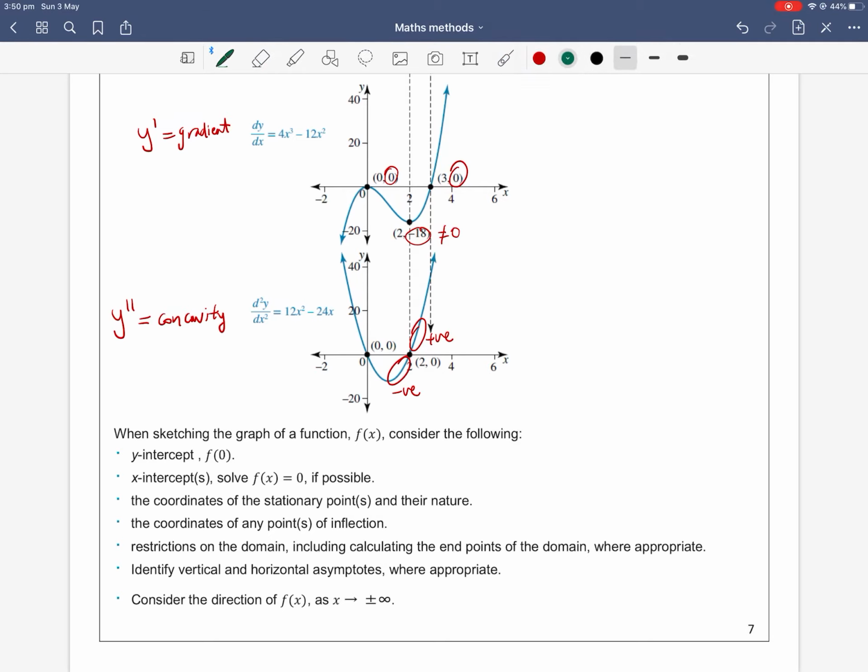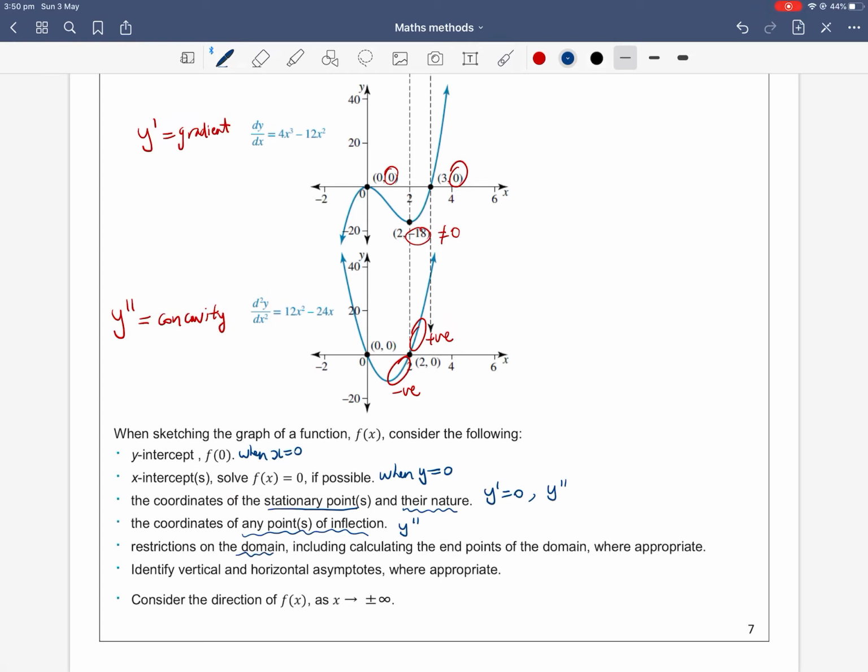Because this is essentially a list of things you should do for sketching curves. So obviously step 1, work out your y-int. So that's when x equals 0. Work out your x-int, obviously when y equals 0. Check for stationary points. So that's solving for y dash equals 0. And then check the nature using y dash dash. So is the second derivative positive or negative? That gives you a happy face or a sad face, or a stationary point of inflection. And then check any points of inflection, that is looking at the y dash dash.